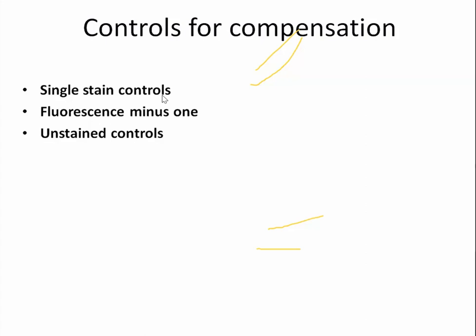In single stain, we stain the cells with only one particular fluorochrome and check for its signal in other channels. If I am using only FCM stained cells, I will check for FCM signal in the PE channel, ECD channel, and all the channels. Fluorescence minus one is completely opposite of single stain controls.